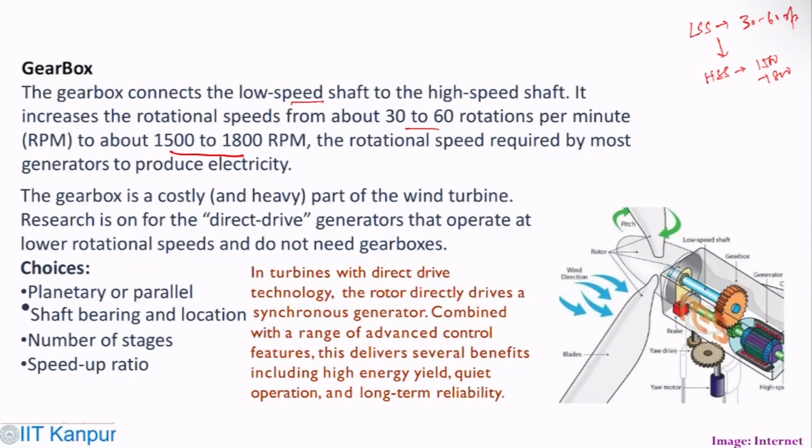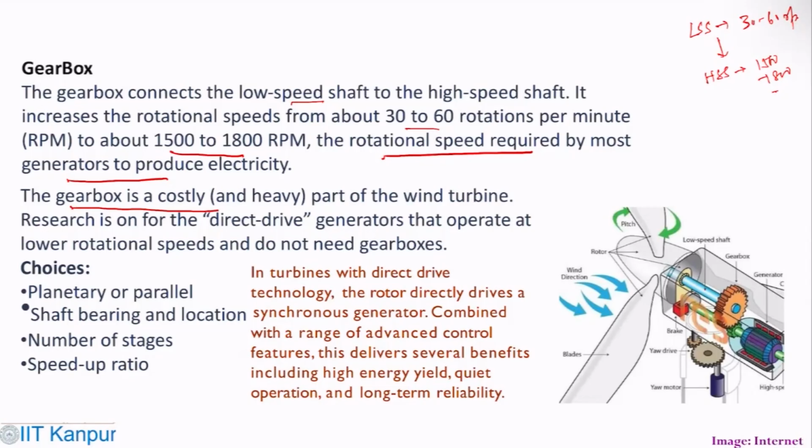So that means almost a 50 to 60 times increment happens there, which is the speed required for the generator to produce electricity, because the generator's RPM is quite high for the production of electricity. The gearbox is usually a very costly, expensive and also heavy part of the wind turbine. Obviously, as you can see, this is the one which is transmitting the power from one shaft to another shaft.